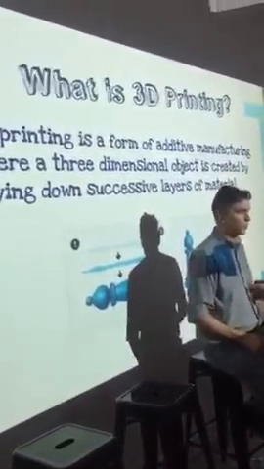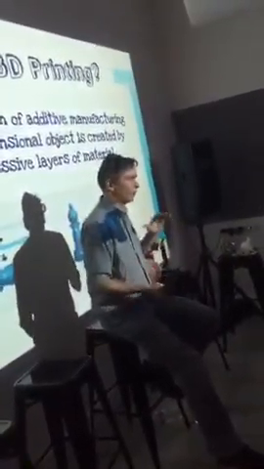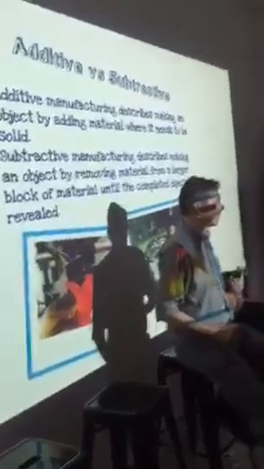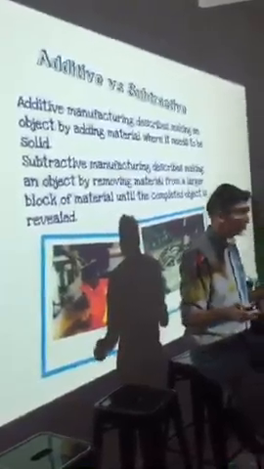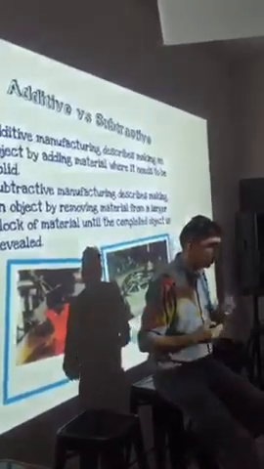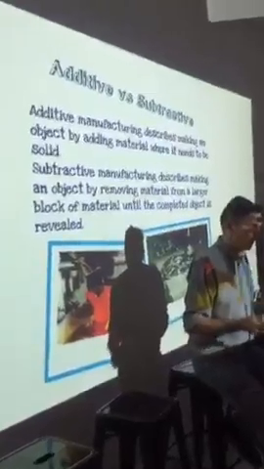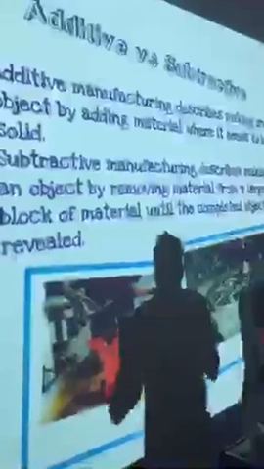What is 3D printing? 3D printing is a form of additive manufacturing where a three-dimensional object is created by building it up with successive layers. And this describes almost all types of 3D printing. There are a lot of techniques, and we'll get into the various 3D printing techniques in a moment. But we'd like to pair this with subtractive manufacturing, which is a much more traditional way of making things. With subtractive, you start with a block of material, and by hand or by machine, you cut bits away and reveal the object within, like a sculptor.